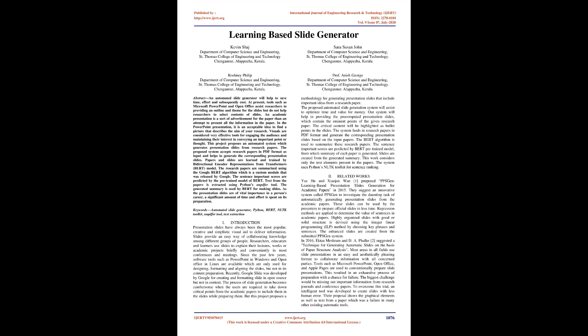Papers and slides are learned and trained by the bidirectional encoder representations from transformers, BERT, model. The research papers are summarized using the Google BERT algorithm, which is a custom module that was released by Google. The sentence importance scores are predicted by the pre-trained model of BERT. Text from the papers is extracted using Python's Untitled tool. The generated summary is used by BERT for making slides.